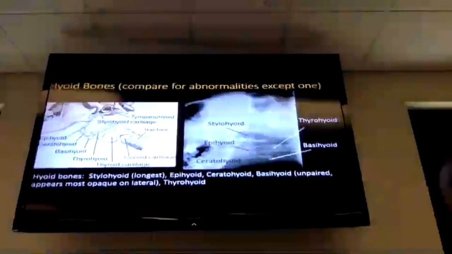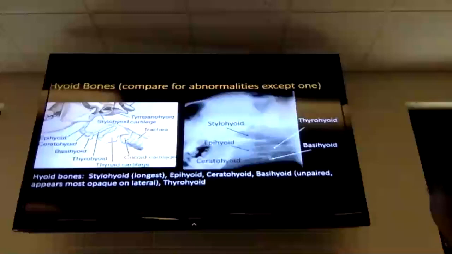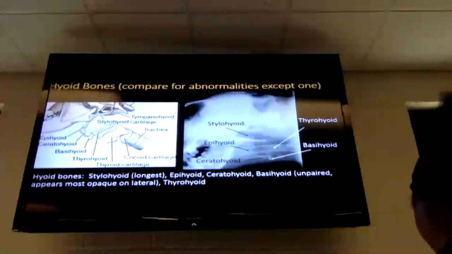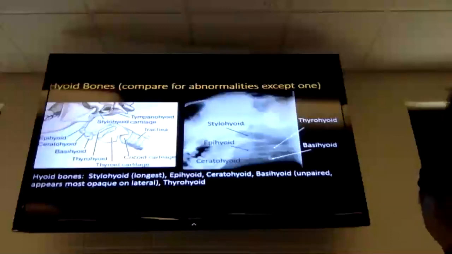This is a review of the hyoid bones. So as we know, there are 5 hyoid bones. Some people start with tympanohyoid. This is actually a cartilage. You may not see that on the radiographs because it's a cartilage, unless it is mineralized. So we start from stylohyoid bone, which is the longest, and then epihyoid, and then ceratohyoid, and then basihyoid.